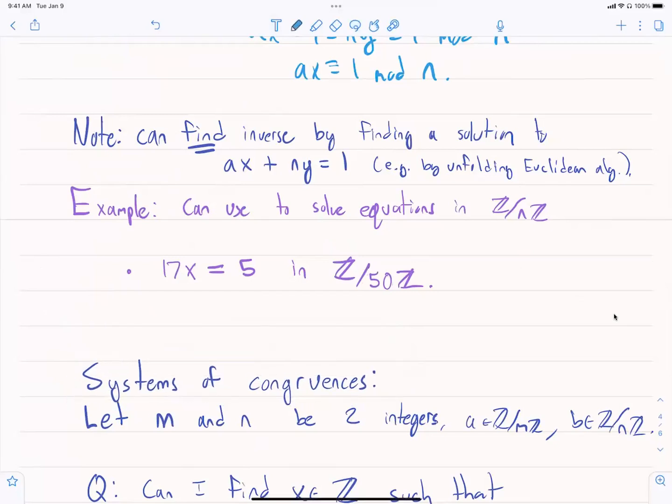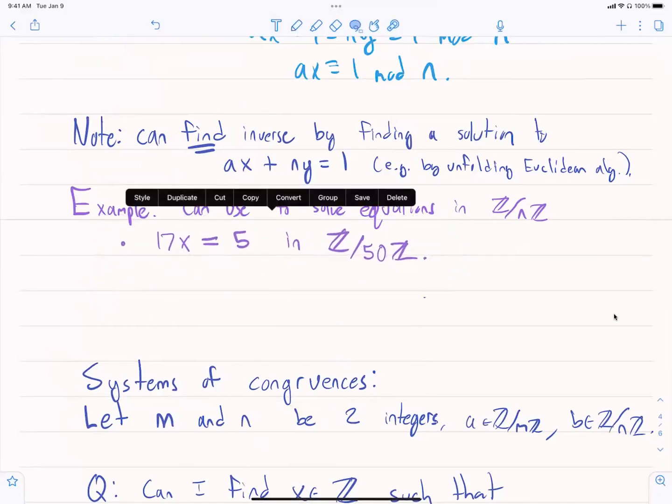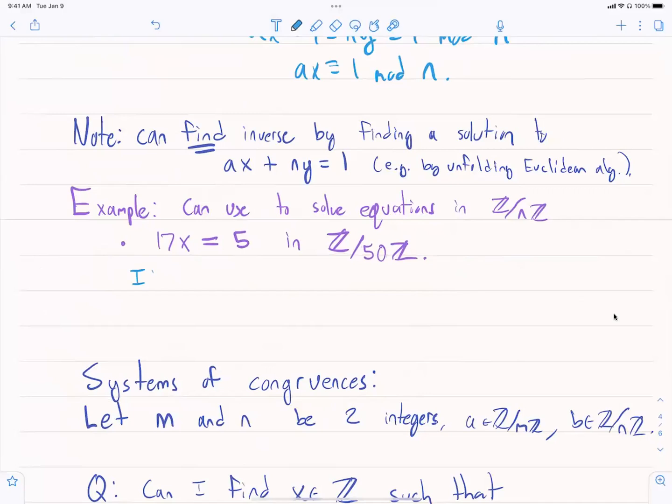Okay, so just an example, you can use this to solve equations in Z mod nZ. Say I want to solve the equation 17x is equal to 5 in Z mod 50Z. Well, how would I solve this in the rational numbers? I would just multiply both sides by 1/17, to get rid of the 17 in front. So the idea is to multiply both sides by the multiplicative inverse of 17.